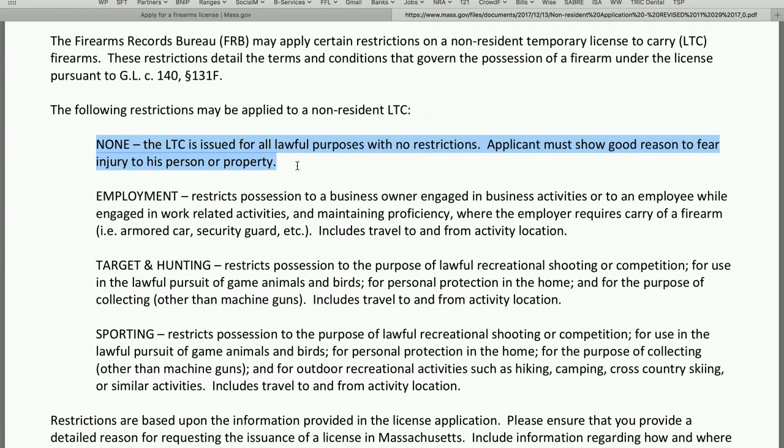So this is what you want, right? You want no restriction right here, so you can carry for whatever you want and stuff like that. You'll see this thing about showing good reason to fear injury to your person or property. I think that's bullshit. I don't think that you should have to prove that, right? It's a constitutional right. But if you do have any specific reasons, if you have any screenshots or emails, somebody harassing you, call logs and things like that, you can use that as a way to show proof. But I think it's bullshit.